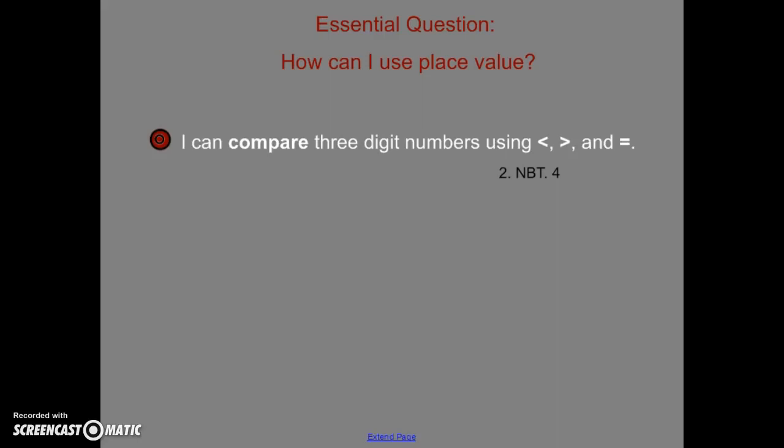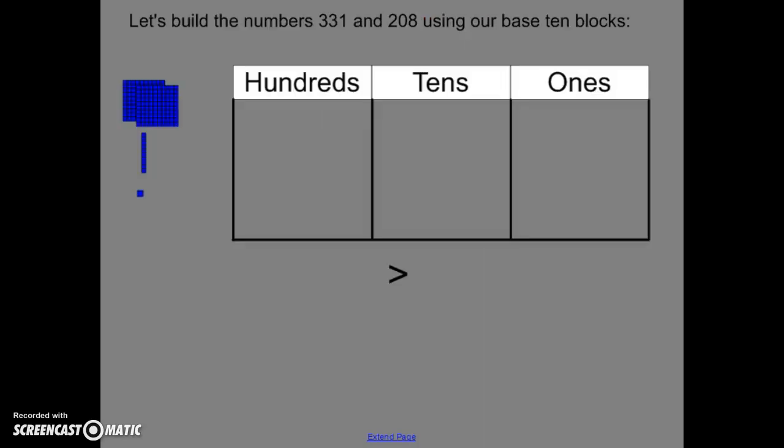Good morning, friends. Today we are going to continue with our essential question of how can I use place value? Our learning target is that you will be able to compare three-digit numbers using the symbols less than, greater than, or equal to. Let's build the numbers 333 and 208 using our base 10 blocks to help us compare the values.